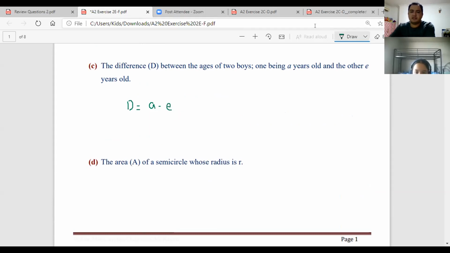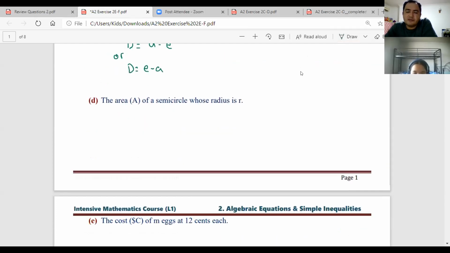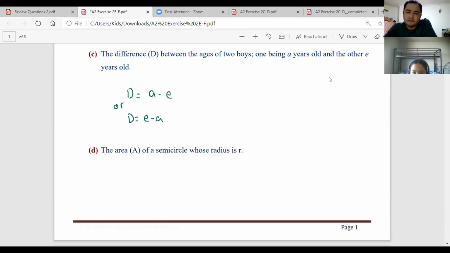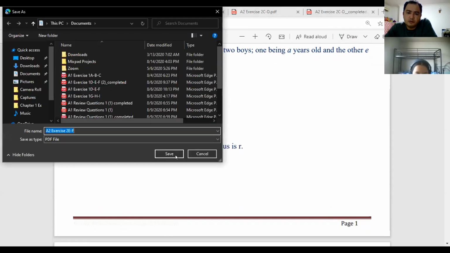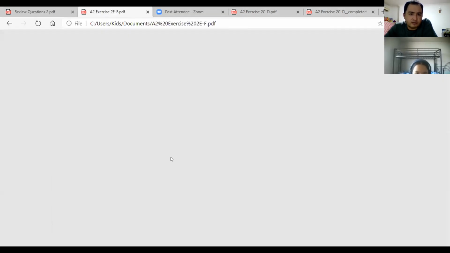Yeah, but here it says the difference, right? So who is older? We don't know. So actually here you need to write two possible answers. That is A minus E or E minus A. It means one of them actually, right? Yeah. Very good. Now can you save it? Let me see, Shahina. Can you save it? Click on save. Okay, okay, don't do anything. Don't do anything.